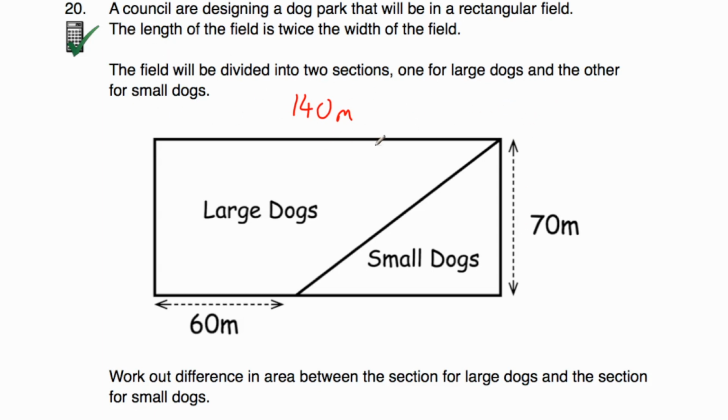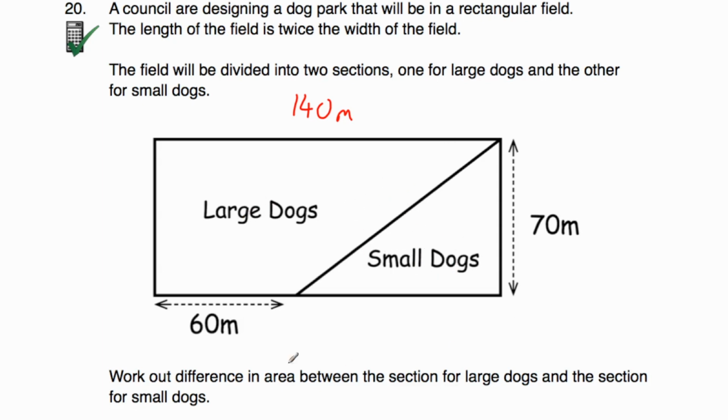The field will be divided into two sections. So this rectangular field will be divided into two sections. One for the large dogs, so the large dogs can go in here and play in this dog park, and the small dogs can go and play in here. So this is the region for the small dogs. And we've been asked to work out the difference in area between the section for the large dogs and the section for the small dogs. So in other words, we need to find the area of the section for the large dogs, find the area for the section for the small dogs, and then take them away to find the difference in area.